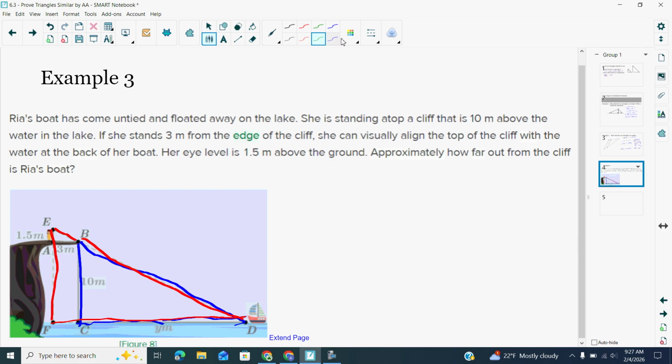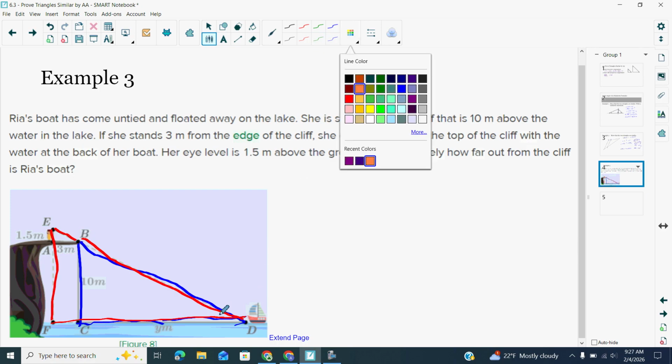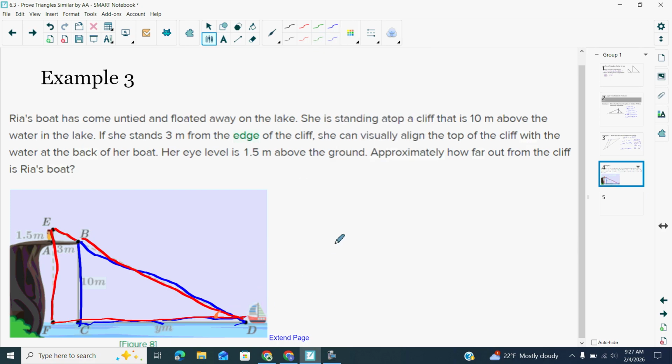We can prove that they are by stating that this angle here is reflexive with itself. That's congruent. We also know that we have a 90-degree angle right here and a 90-degree angle right here. So we have two sets of corresponding angles. We do have similar triangles, which means we can set up a proportion in order to solve for this distance. That's what we're trying to find, how far from this edge right here this boat is.